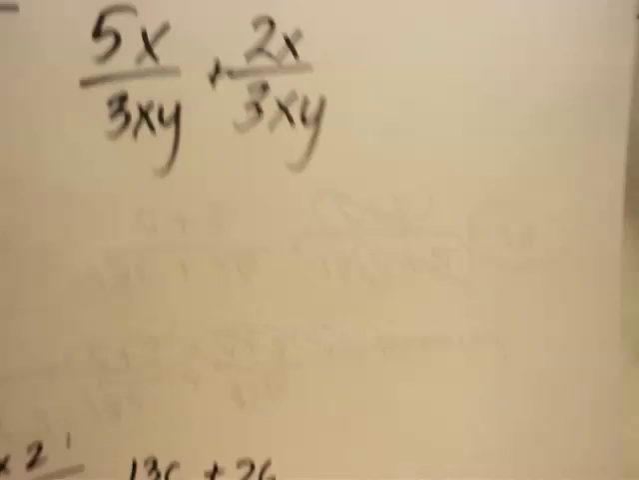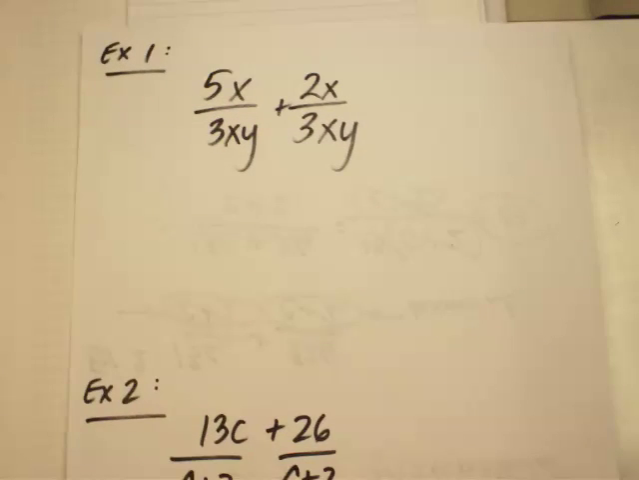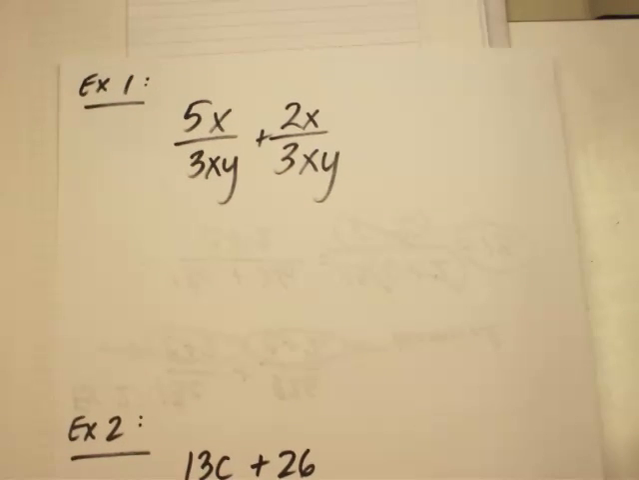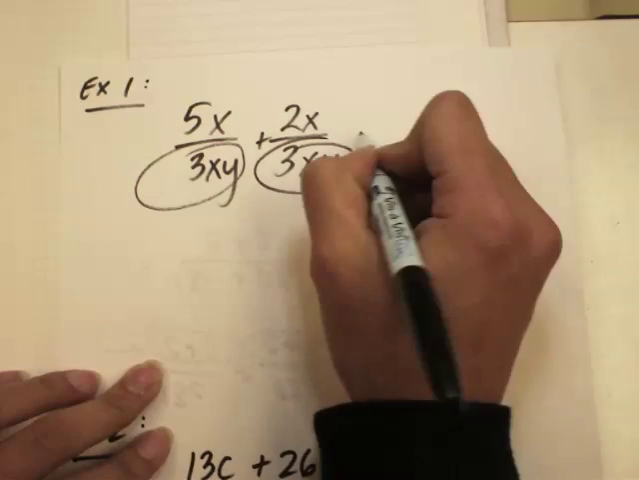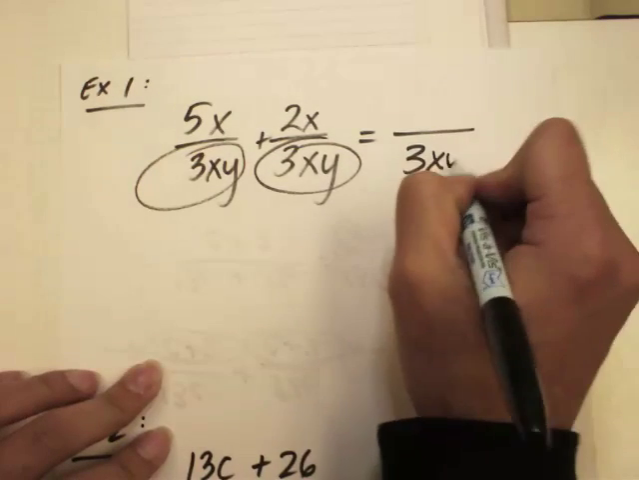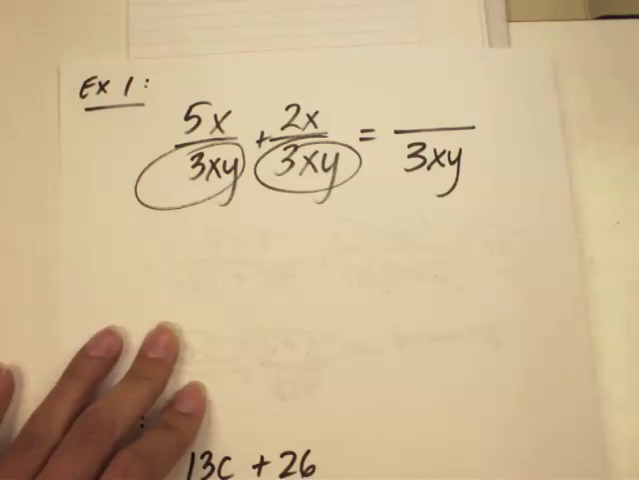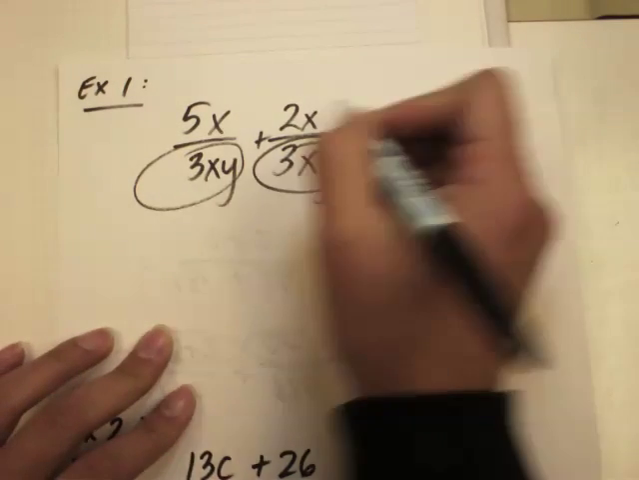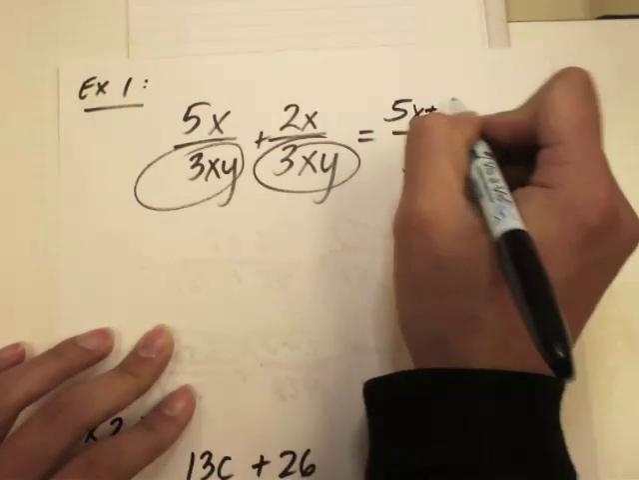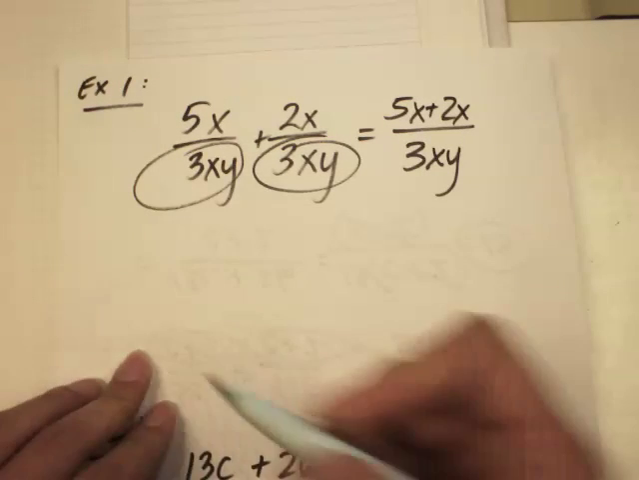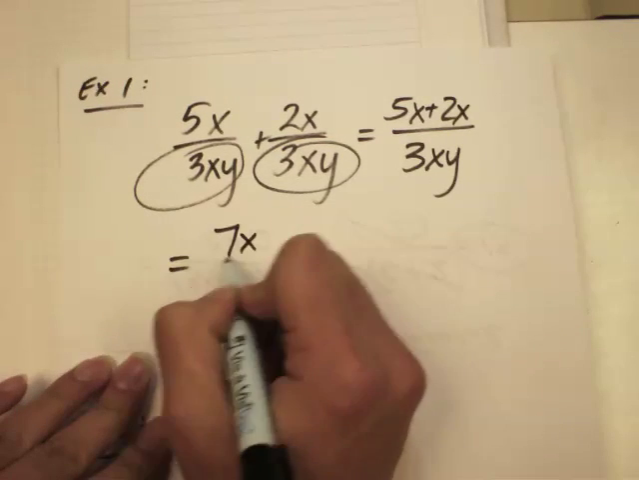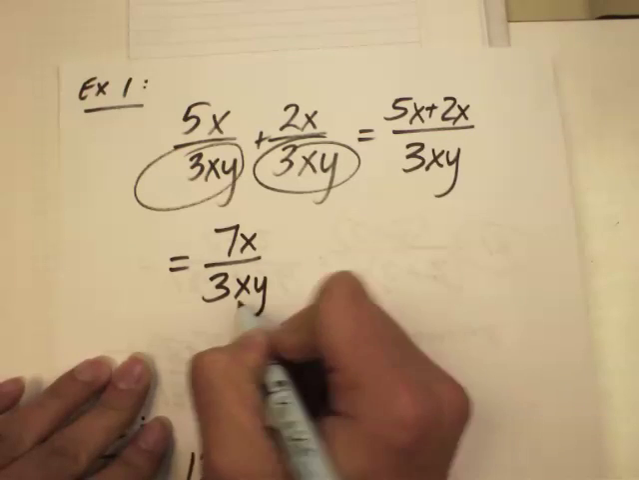Okay? First example, 5x divided by 3xy plus 2x divided by 3xy. Okay, we're going to apply that rule. Same denominator. We'll have the same denominator in our answer. Okay, so we're going to add the numerators, 5x plus 2x. Okay, well, what do we get there? That's going to be a total of 7x over 3xy.